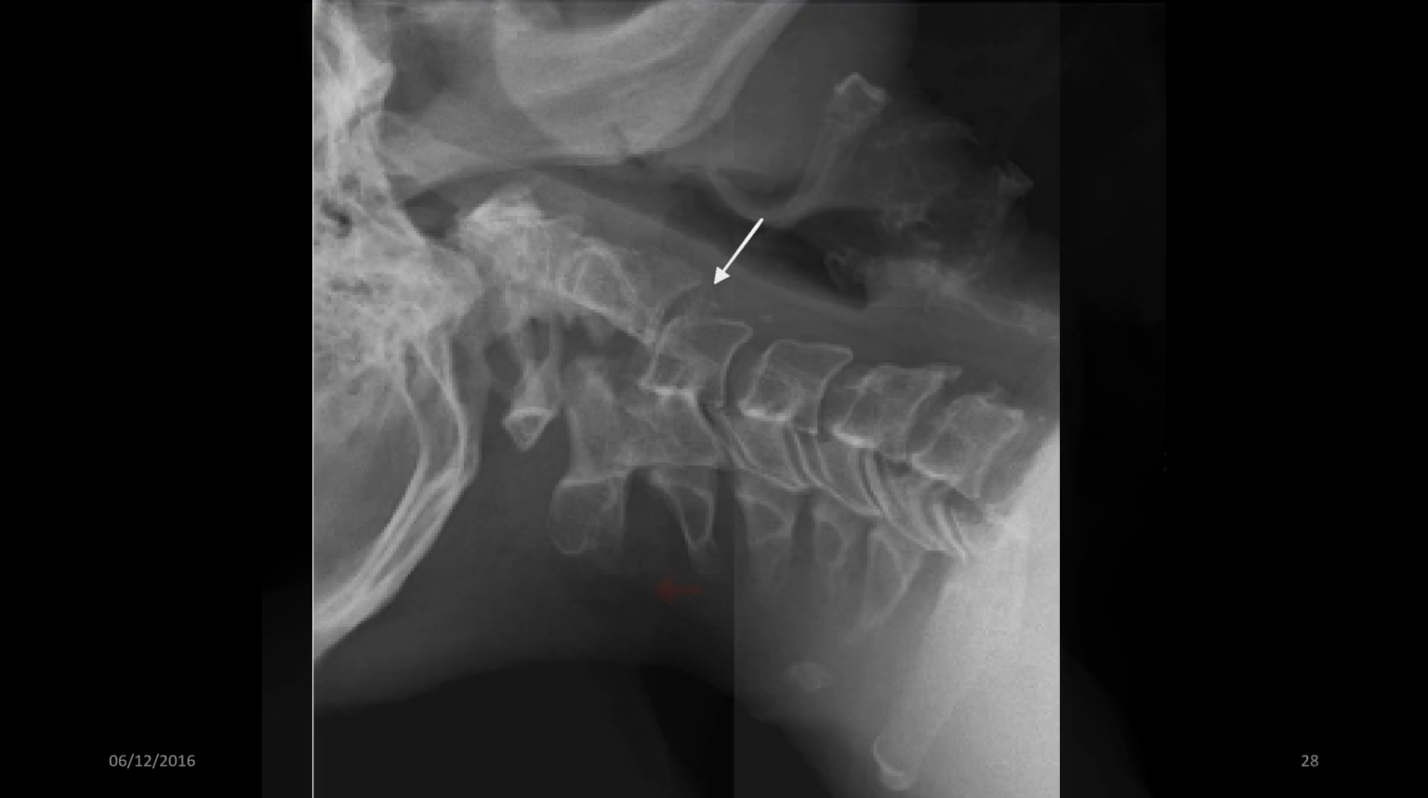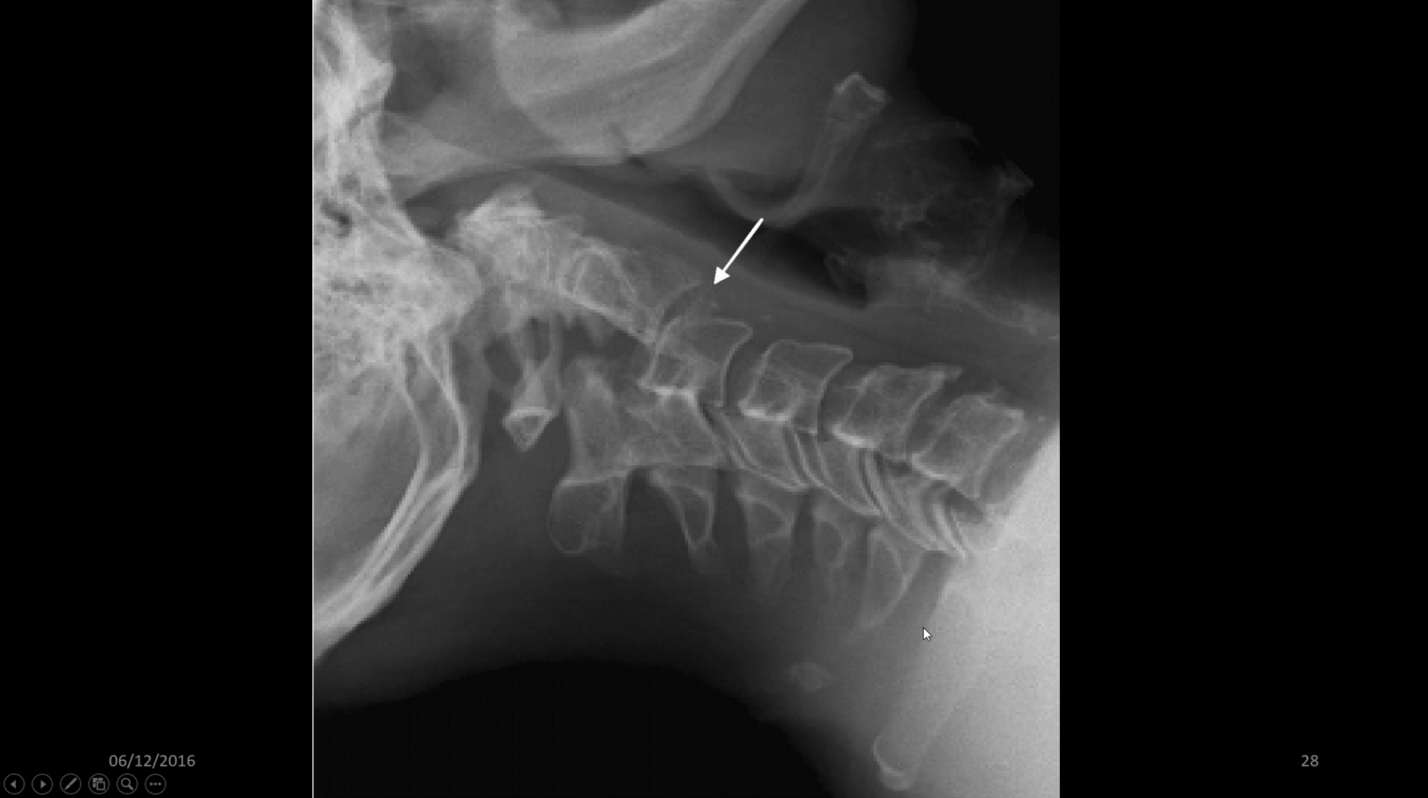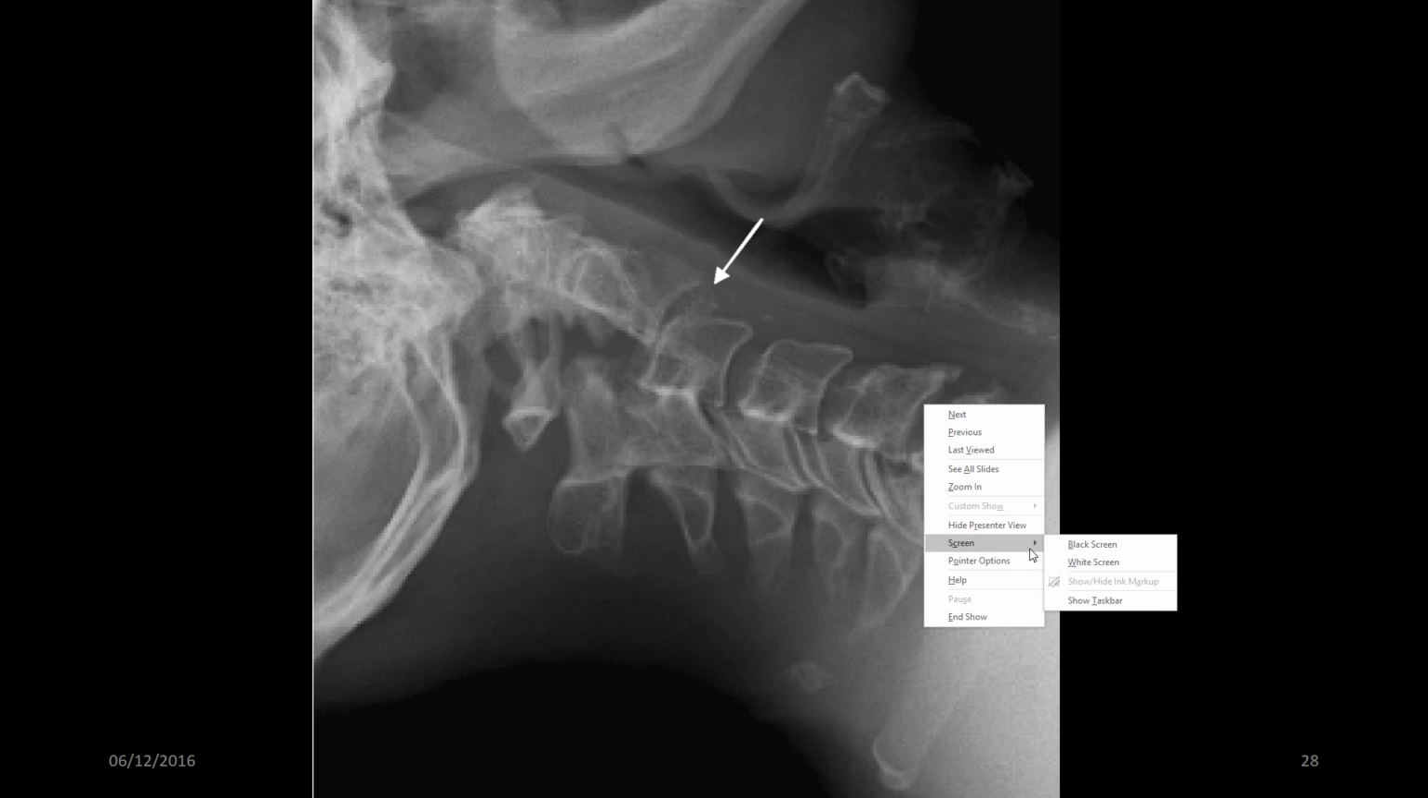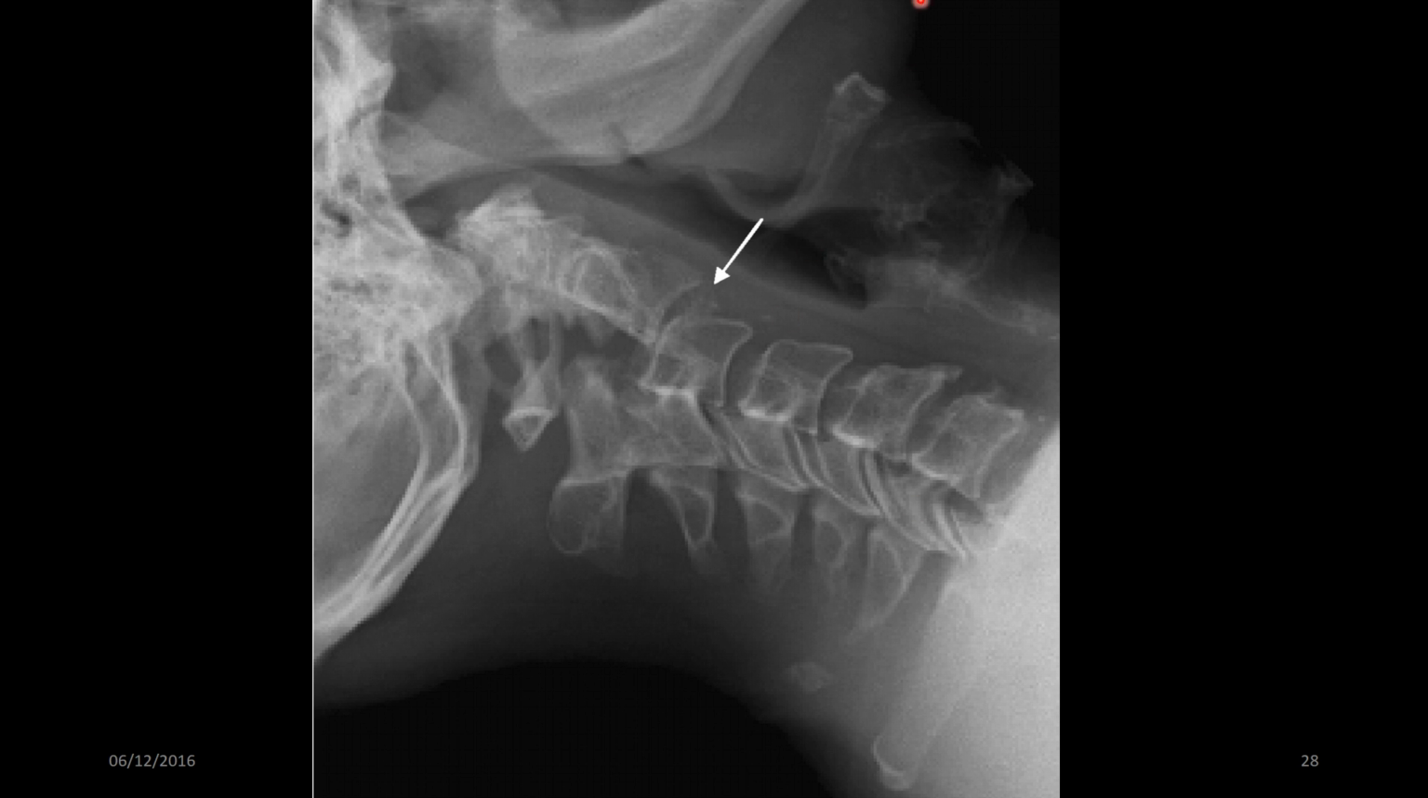So, more cervical spine injuries. This is a hangman's fracture. Let me just try and get my pointer working. Laser pointer, there we go. So if we look, this is C7, the spinous process of C7. So 7, 6, 5, 4, 3, 2. You can see that there is a hangman's fracture, and that can result from motor vehicle accidents.